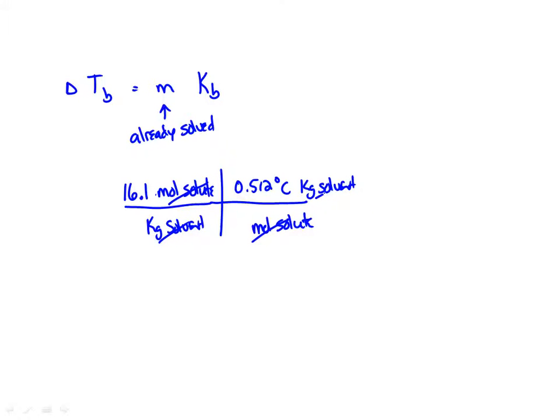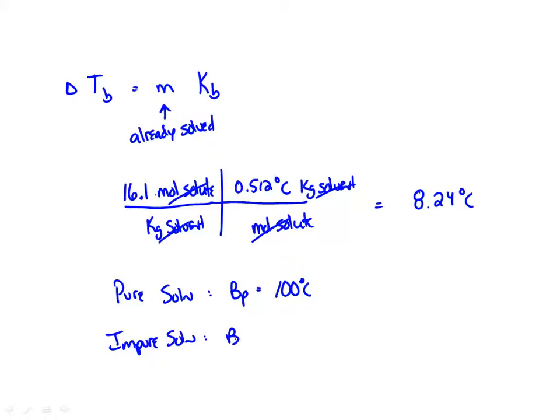Notice my units cancel out nicely. And I didn't bring my calculator again because, well, I'm lazy. But what's 16.1 times 0.512? Brittany's got my back again. She's always prepared. 8.24 degrees Celsius. So that means for a pure solution, the boiling point for water is 100 degrees Celsius. For the impure solution, the boiling point then has to be 108.24 degrees Celsius.